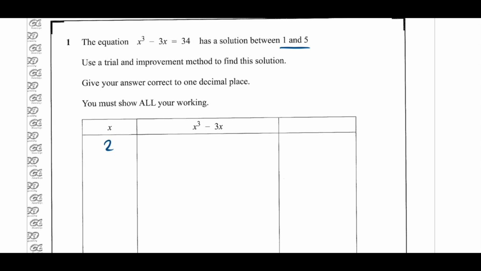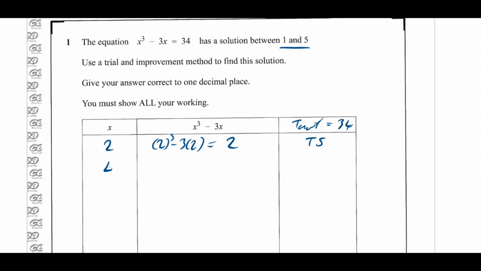So I'm putting into my calculator 2 cubed minus 3 times 2 and seeing what I get. Just do that on your calculator. Use brackets and then 2, close your bracket and then cubed, then minus 3 and then bracket 2, close your bracket and press equals, and you should get 2. Our target, remember, was equal to 34. So what is this one? It is far too small.